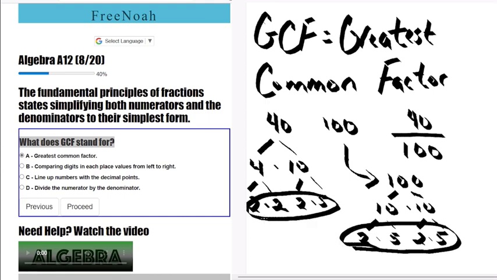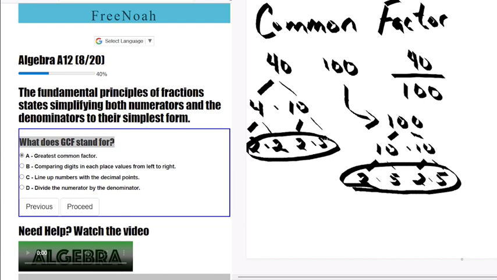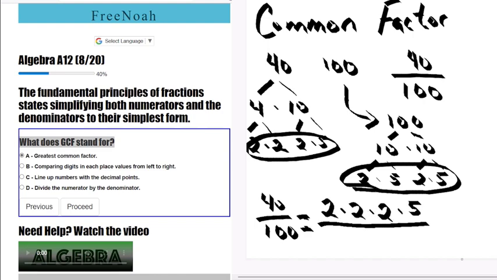So we know 100 is 2 times 5 times 2 times 5, and 40 is 2 times 2 times 2 times 5. So we can rewrite 40 over 100 as the numerator 2 times 2 times 2 times 5 over our 100, which is going to be 2 times 2 times 5 times 5. All right, and for our next step we're going to evaluate the constants here.